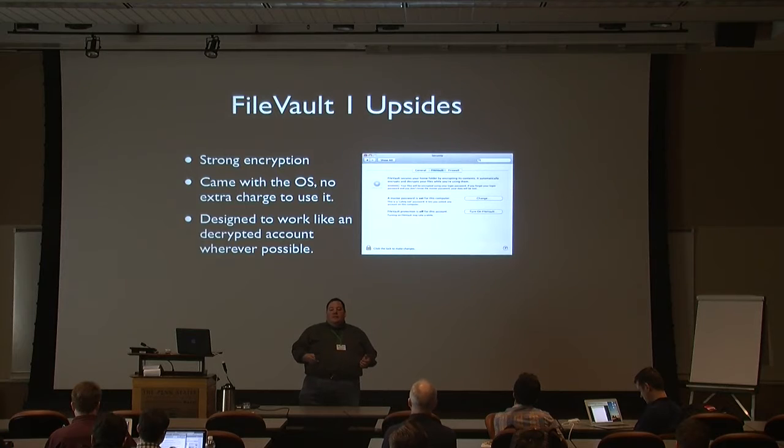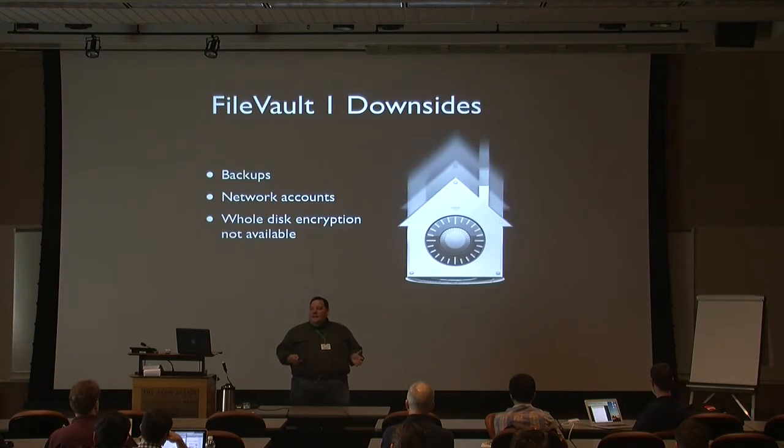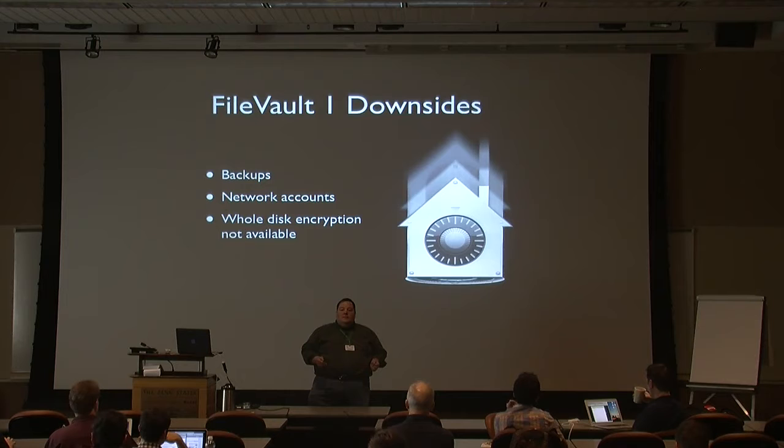The biggest upsides were that it used strong encryption. It used AES 128 in 10.3 and 10.4, and it used AES 256 in 10.5 and 10.6. And it came with OS 10, so you're getting it for the same price that you paid for your operating system. And Apple went to a considerable amount of trouble to make sure that you hardly noticed anything different about working in an account that's encrypted from one that wasn't encrypted. Now, the biggest downsides had to do with backups, working with network accounts, and where FileVault 1 was not able to provide whole disk encryption.